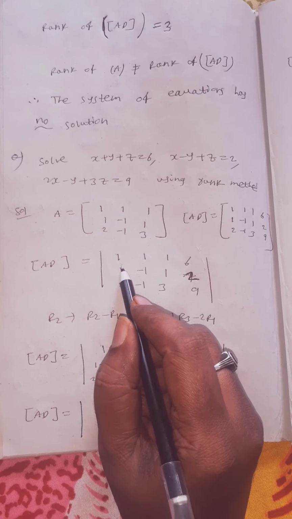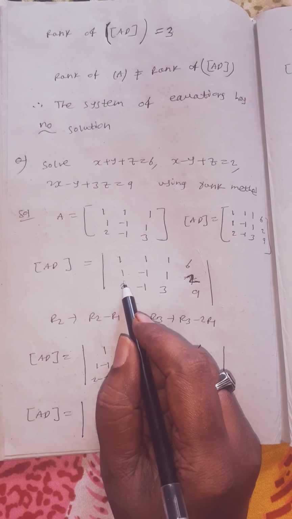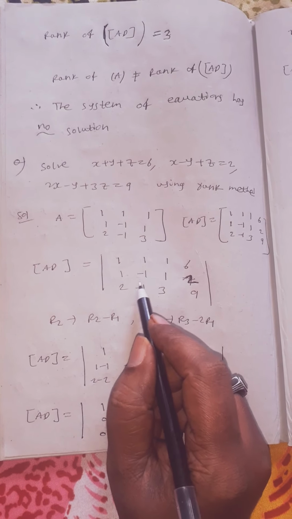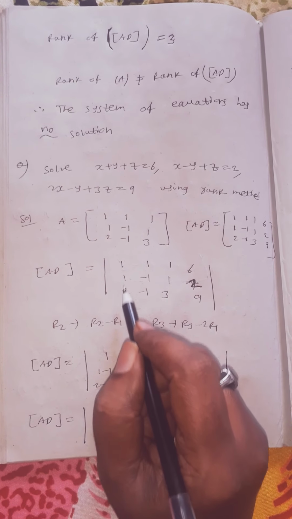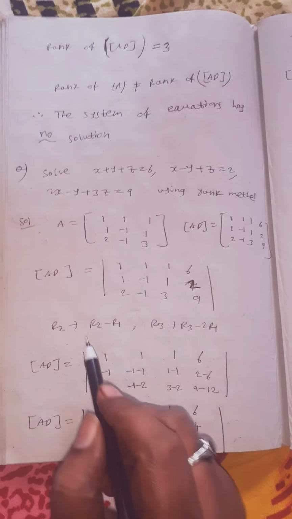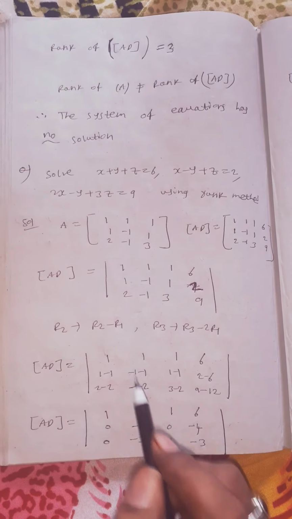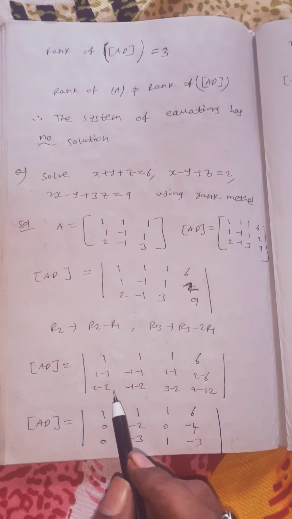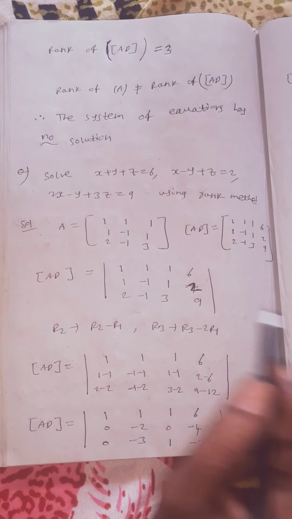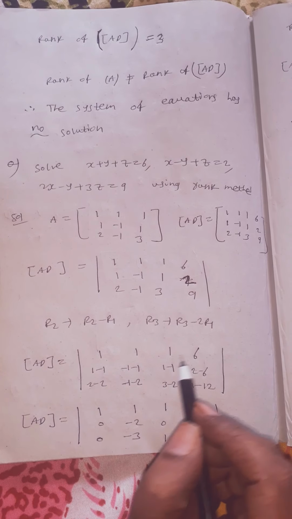We should make the second row first element 0, third row first element 0, third row second element 0. So first we will make the second row first element and third row first element 0. R2 means R2 minus R1, simply. R3 means R3 minus 2 times R1, and you will get 0.